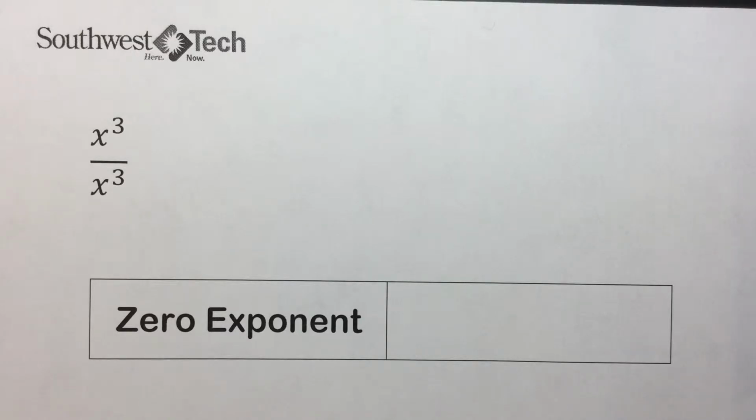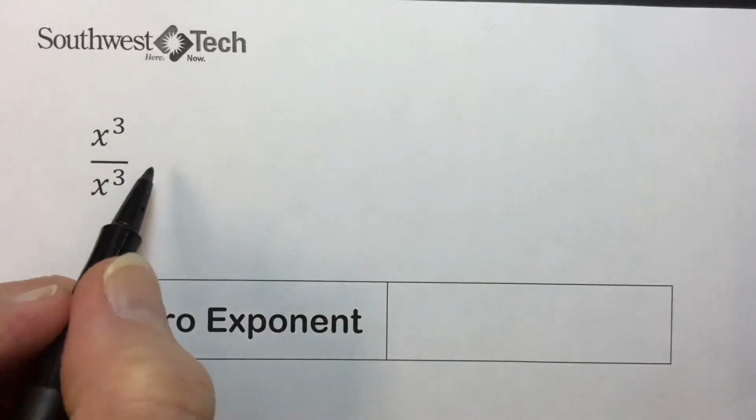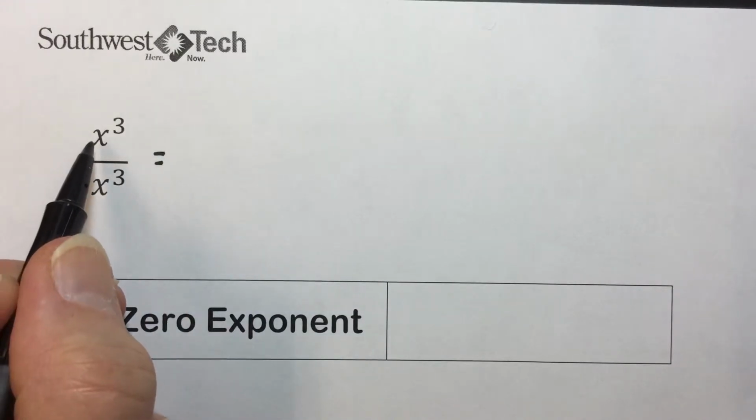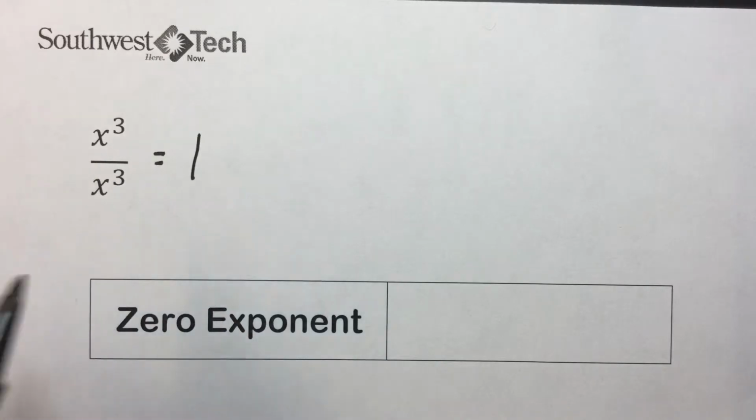The quotient rule can be used to help determine what 0 means when it appears as an exponent. Consider x to the third divided by x to the third. Anytime we have a common quantity divided by the same thing, it's equal to 1.